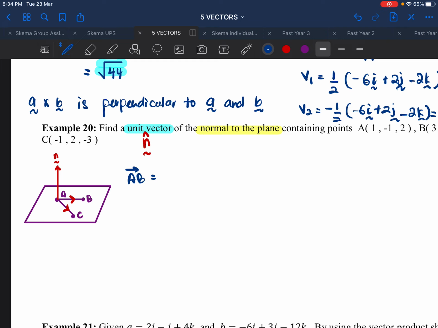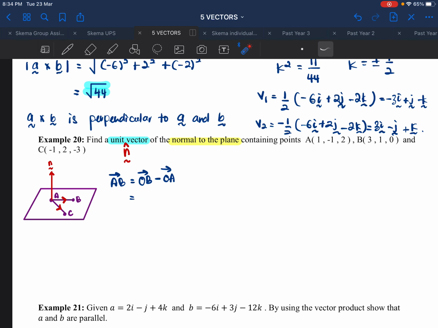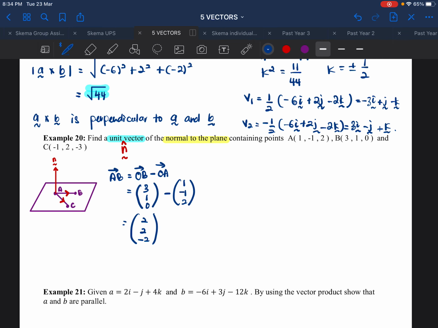Okay, so macam mana nak cari AB? Macam biasa, kita mula daripada belakang. OB minus OA. So, B kita kat sini kita ada 3, 1, 0. A kita ada 1, negative 1, 2. So, just substitute kan. Kita ada 3, 1, 0 minus 1, negative 1, 2. So, kita ada 2, 2, negative 2. And then kita cari direction vector AC.